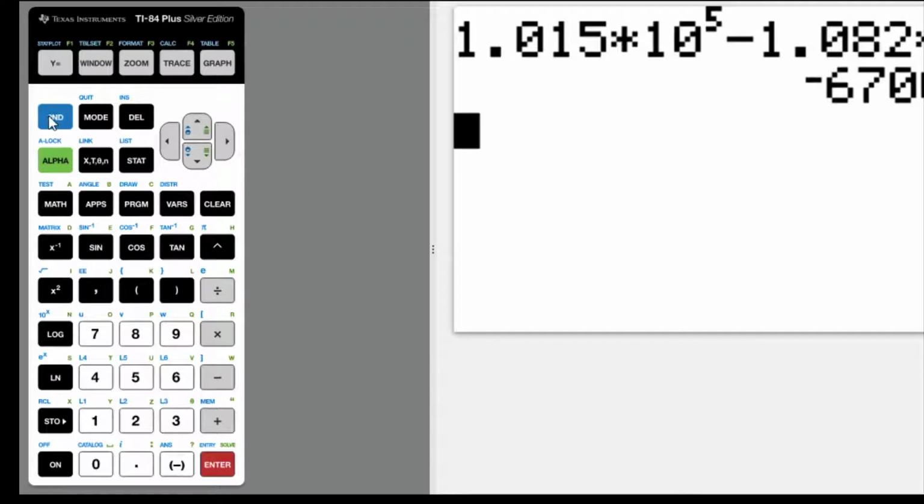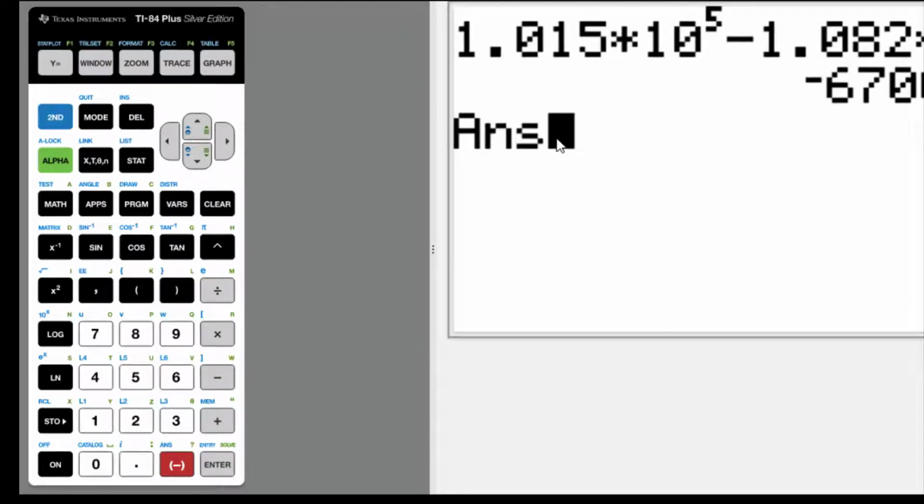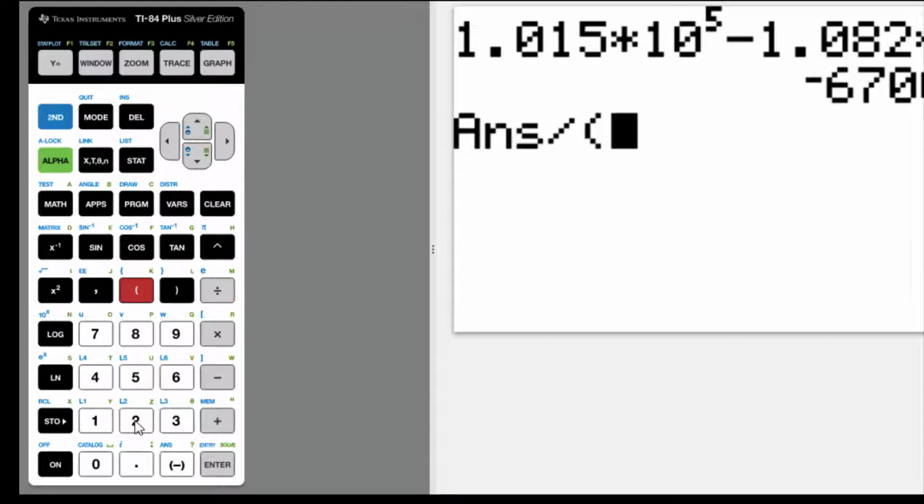And what I'm going to do is hit the second key and the answer. So it brings the answer down. So that's negative 6,700. And then I have divided by 2 minus 1, which I can actually do in my head, believe it or not. And I'm getting negative 6,700. So that is our rate of change.